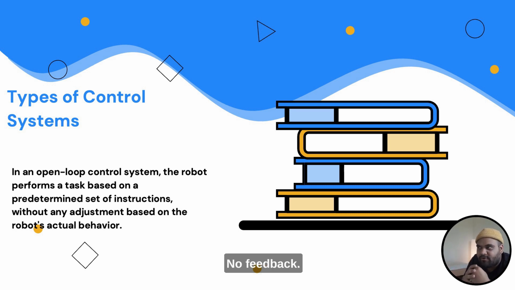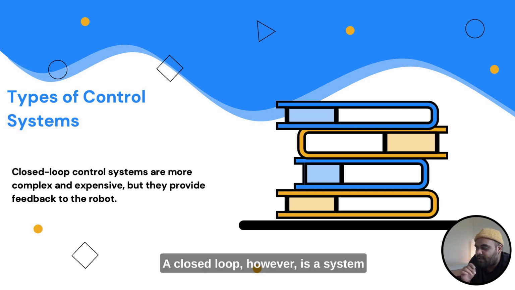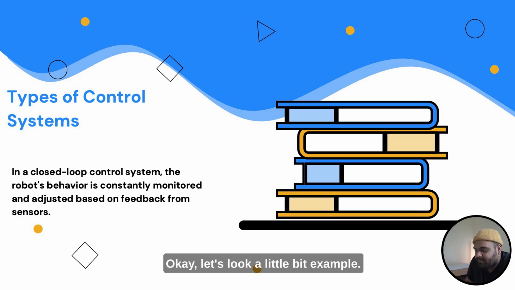No feedback, no information to the controller, or your mom. Essentially, in this case, that it's raining outside. Okay. A closed loop, however, is a more complex system. And it's expensive as well, but it provides feedback to the robot. Okay. Let's look at a little bit of an example.